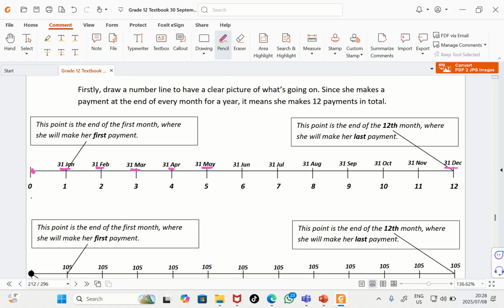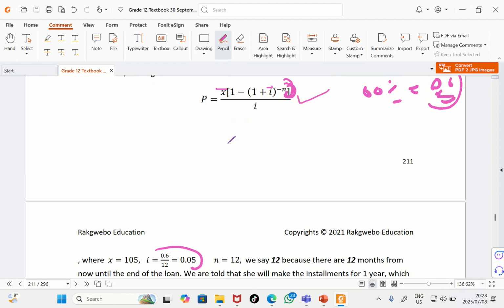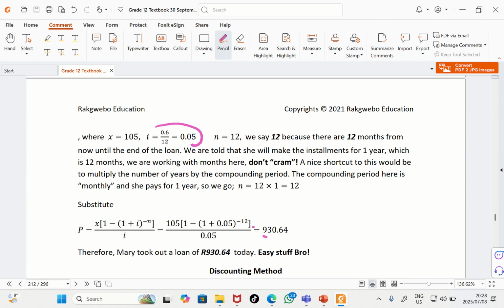So the n means the number of periods until the last payment, which is 1, 2, 3, 4, 5, 6, 7, 8, 9, 10, 11, 12. So the number of periods until the last payment is 12. In place of the n, you put a 12. We substitute everything and we get an answer of 930.64. Who got this right?